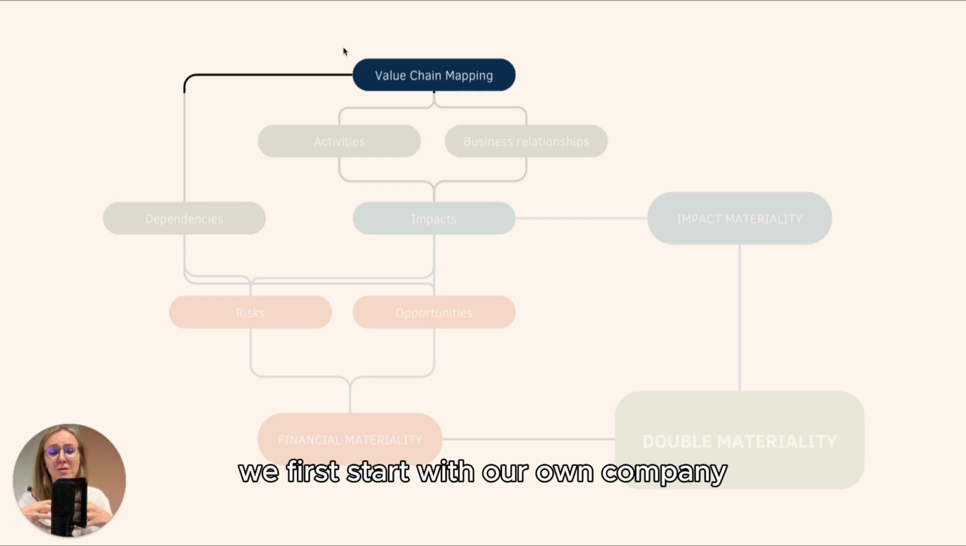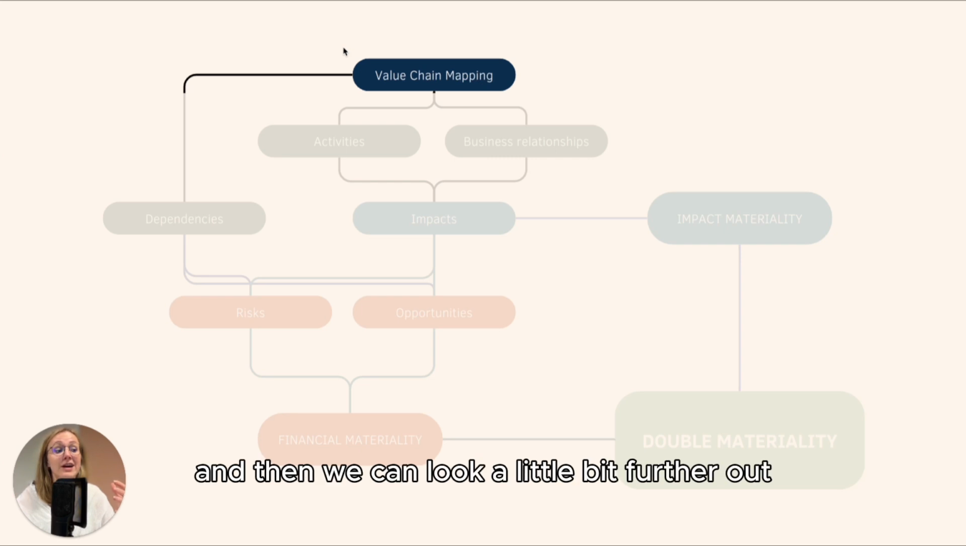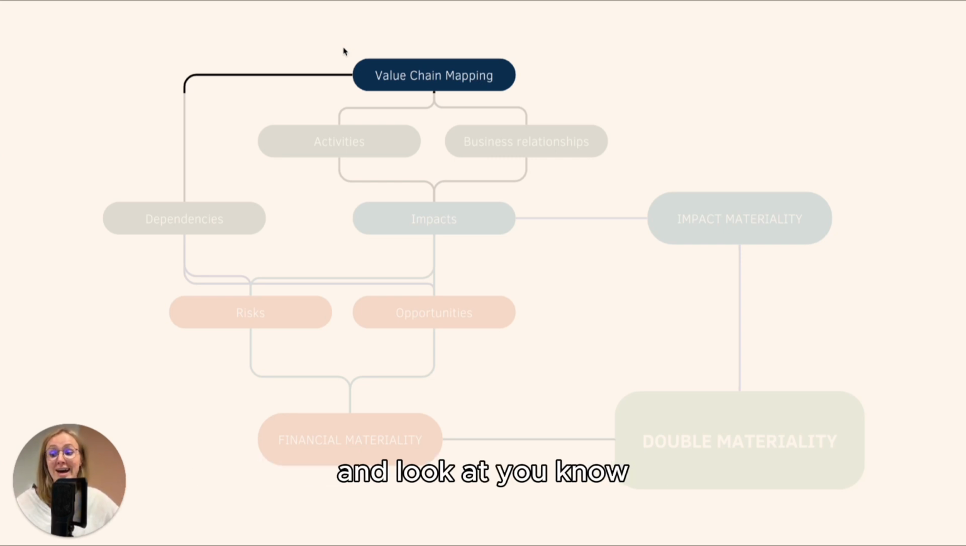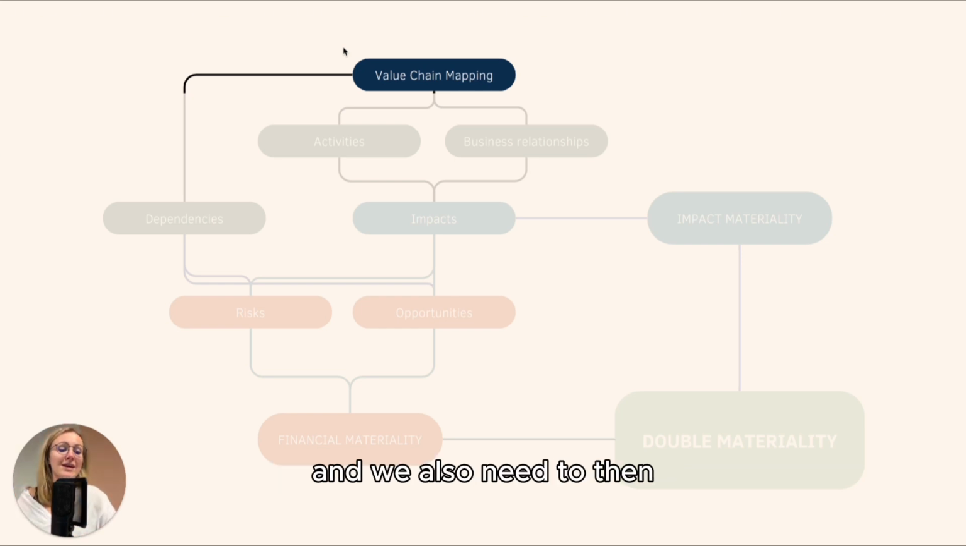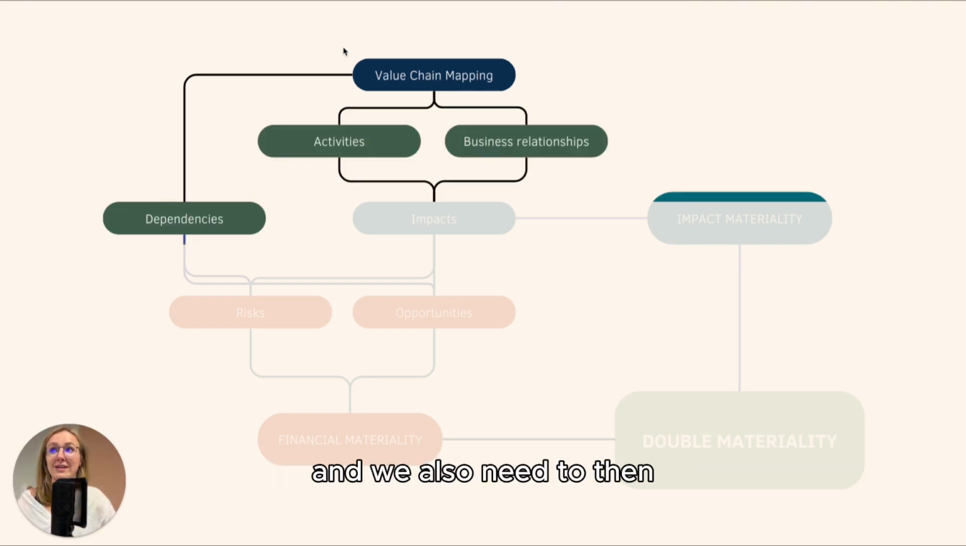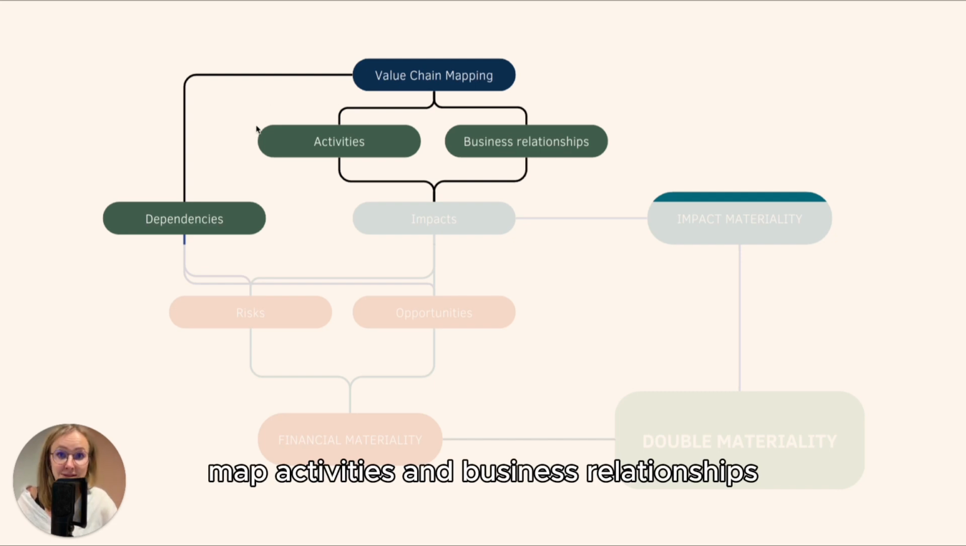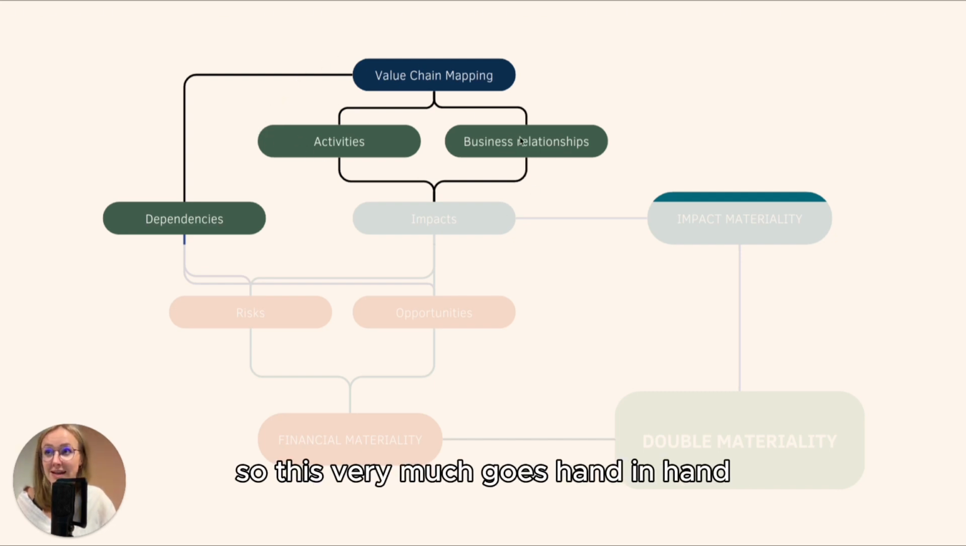We first start with our own company, figure out what this looks like, and then we can look a little bit further out at suppliers and vendors and customers and all of that. So we just map it out, and we also need to map activities and business relationships. This very much goes hand in hand.